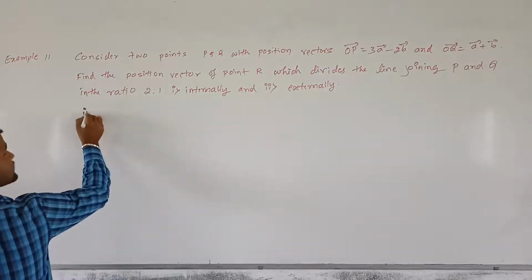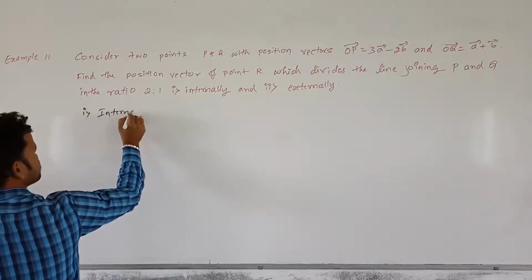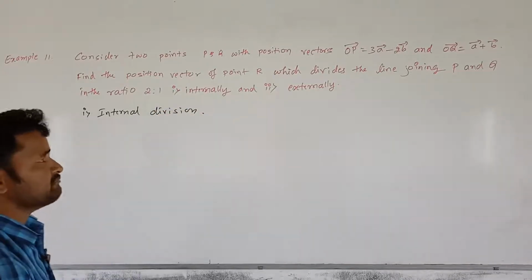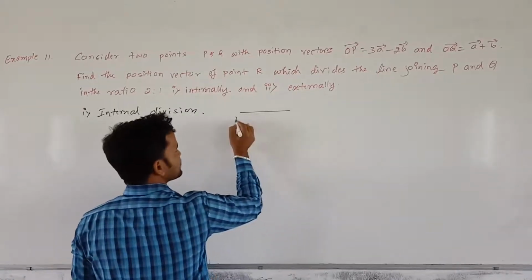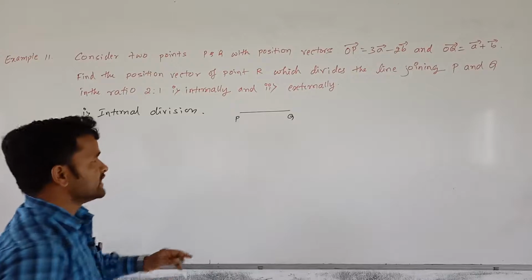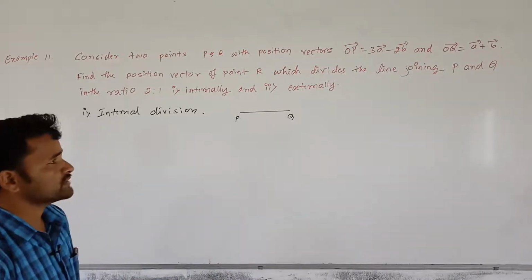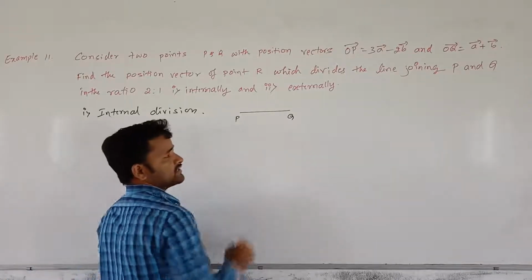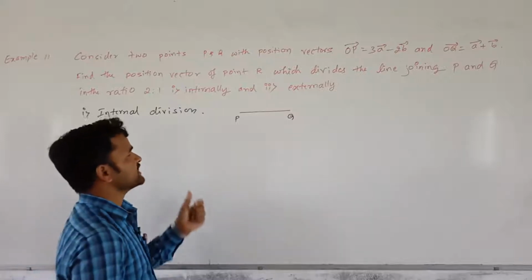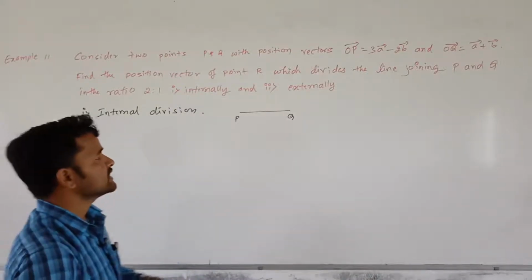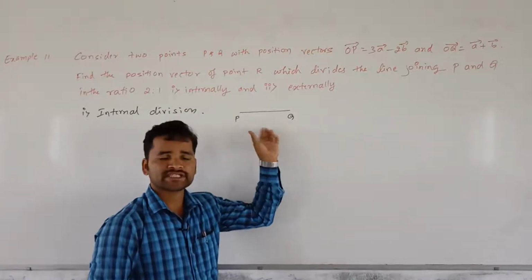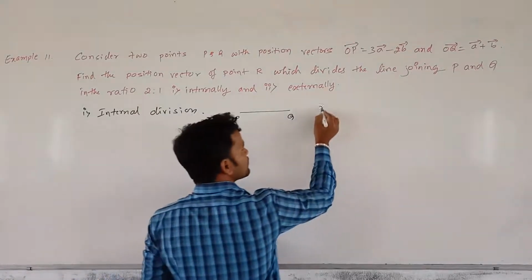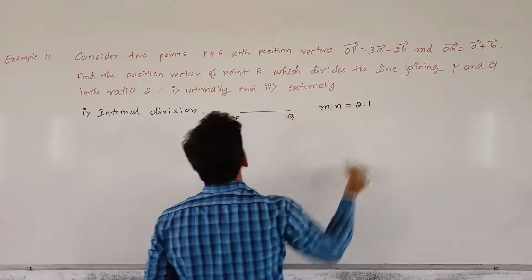I will take the first case, that is internal division. See, there are 2 points P and Q like this. OP is the position vector of the first point, OQ is the position vector of the second point. Find the position vector of point R. Somewhere here will be the point R, depending on which type of division it is. If it is internal, it will be in between PQ. If it is external, outside the PQ. In the ratio 2:1, m:n ratio is equal to 2:1.